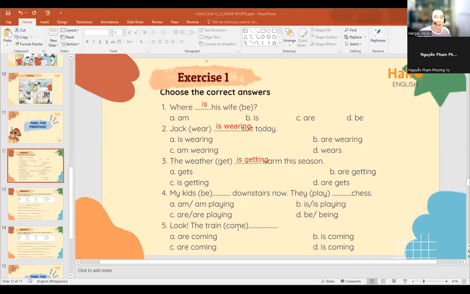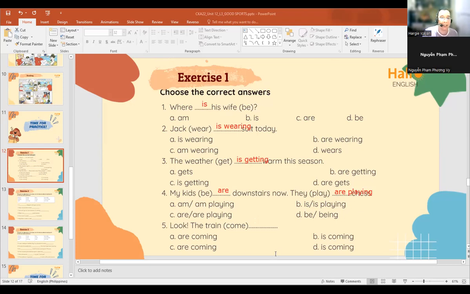Next, what about number 4? My kids are. Okay. So in here, it's are. They are playing chess. Very good. So are playing chess. Okay, next.